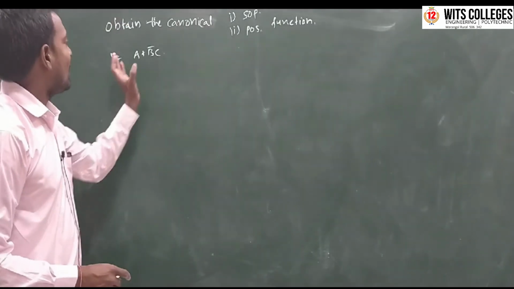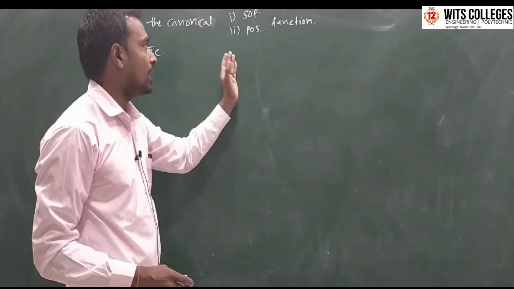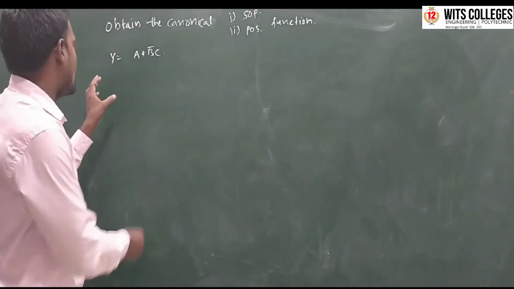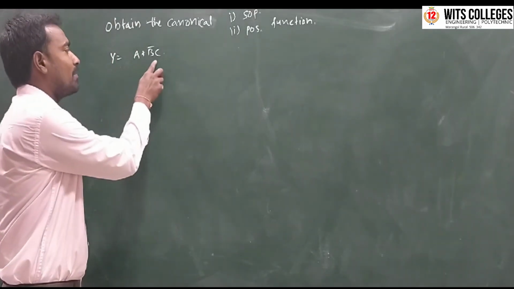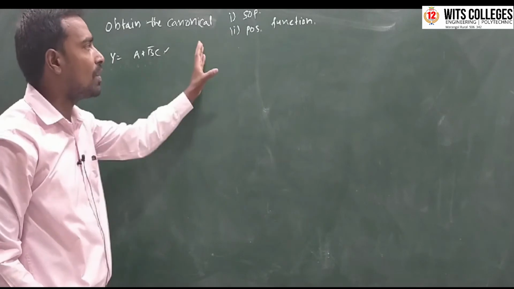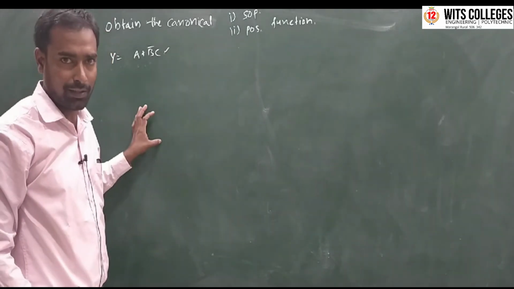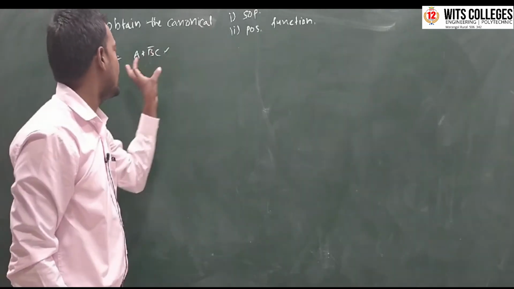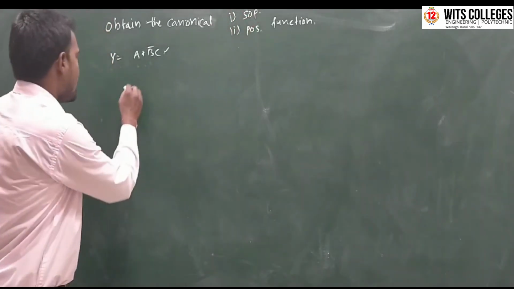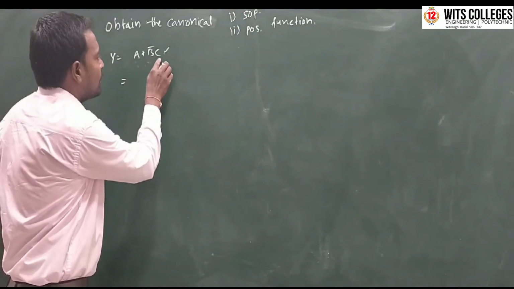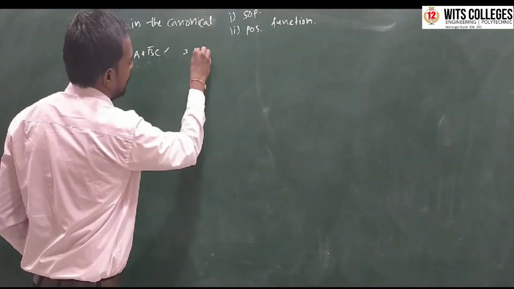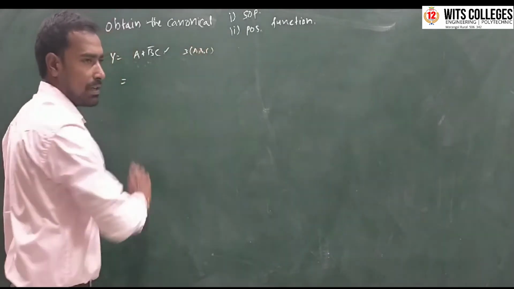Okay, next problem: obtain the canonical sum of product and product of sum functions for the given function. Here the given function y is equal to a plus b bar into c, and we have to convert this to the equivalent sum of products and product of sum canonical forms. Here I am converting this given expression into the first one, that is sum of products. Here, how many variables do we have? 3 variables, those are a comma b comma c.